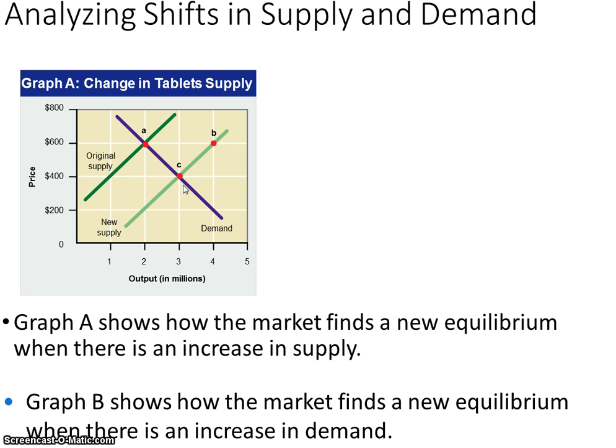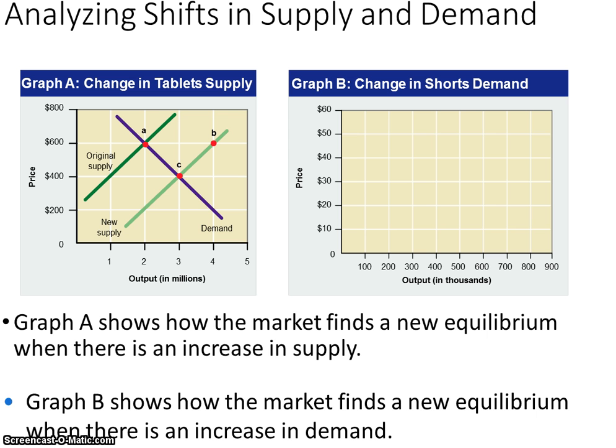Now let's look at graph B. Graph B is going to find a new equilibrium when there's an increase in demand. For this example, I use shorts. This is a great example for today because the weather is starting to get a lot warmer. Originally, there's an equilibrium price right here at about $25. Producers feel that at $25, if they produce 300,000 shorts, they will make enough money for it to be worth it. Consumers feel that $25 is enough for them to buy about, we'll say, 300,000 shorts.